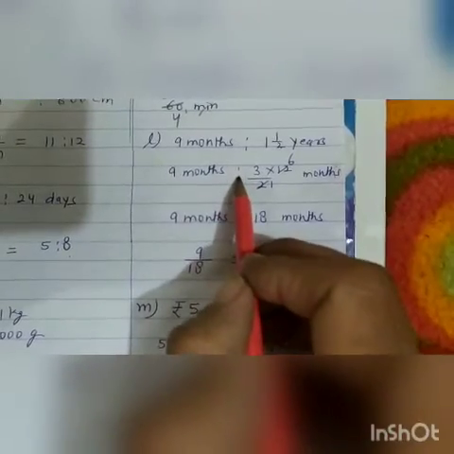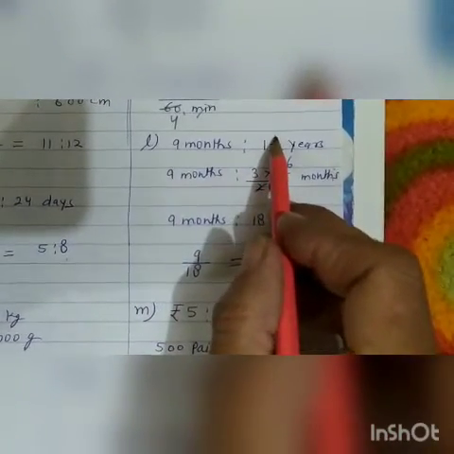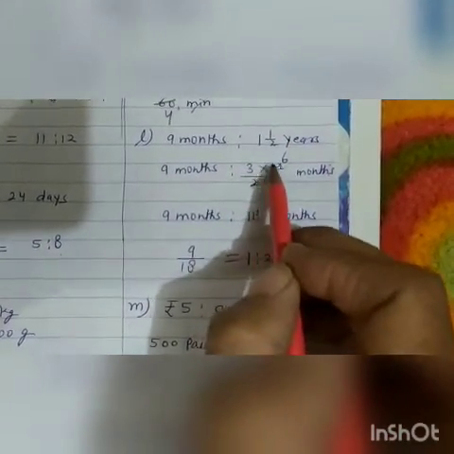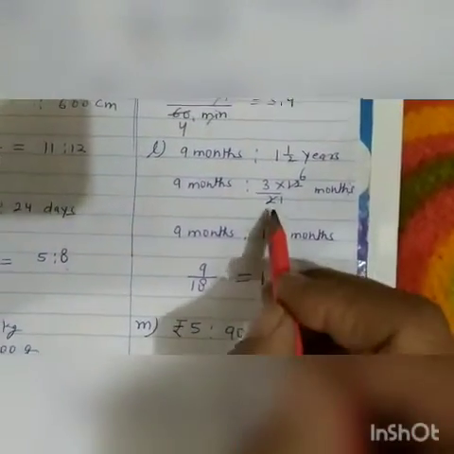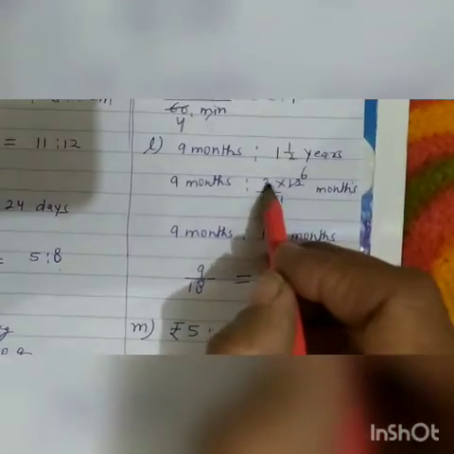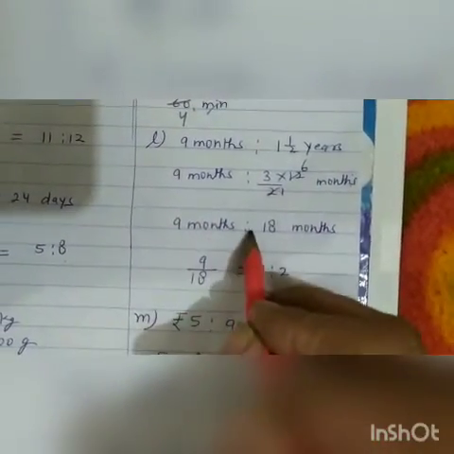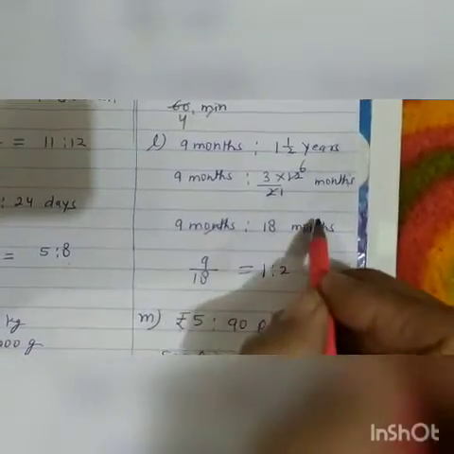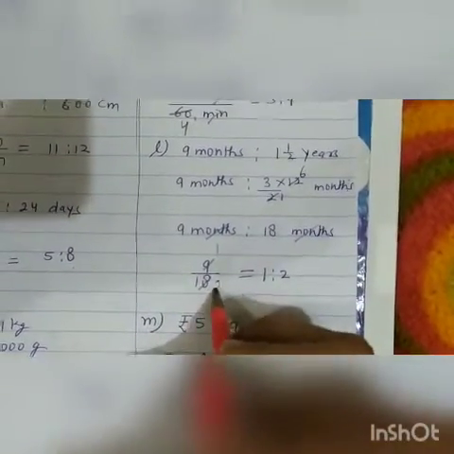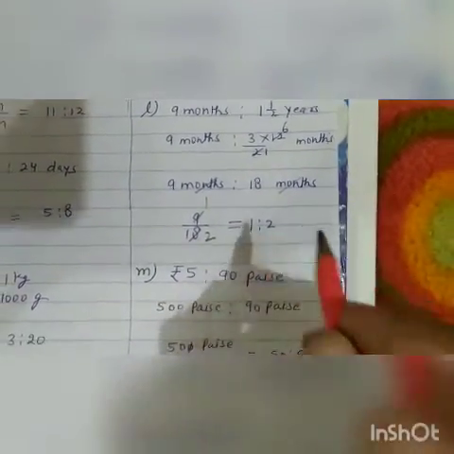9 month, ratio, 2 1 is 2 and 1, 3. 3 upon 2 into 12, because 1 year is equal to 12 month. 2 1 is 2, 2 6 is 12, 3 6 is 18. 9 month, ratio, 18 month. So 9 upon 18. Month cancel. 9 1 is 9, 9 2 is 18, 1 ratio 2.